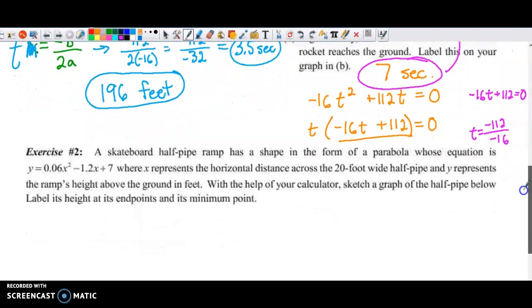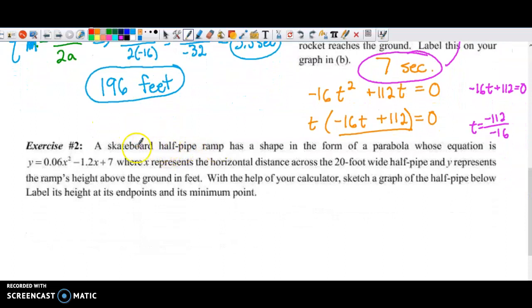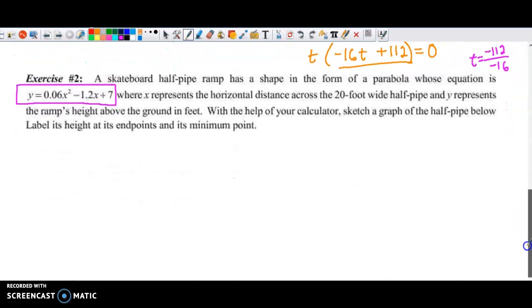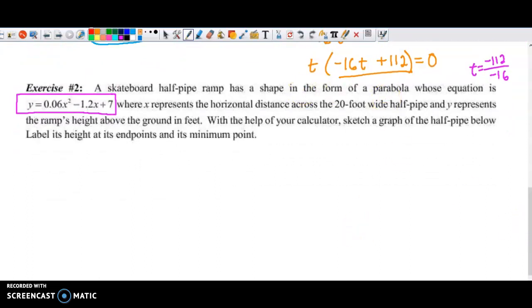As we move on, we have a skateboard half pipe, and again, they give you the formula as you see it. X is the horizontal distance. We have a 20-foot wide half pipe, and Y represents the ramp's height above the ground. It's asking you to use a graphing calculator to come up with this. So let's go ahead and do that.